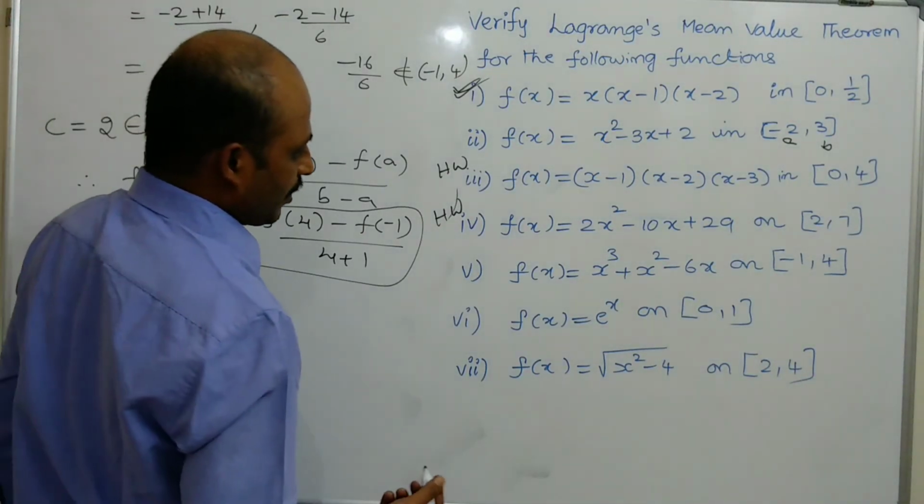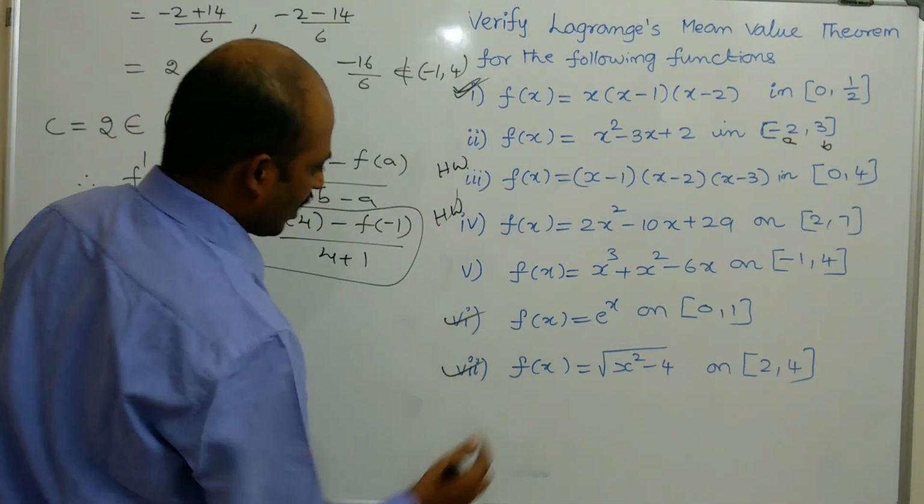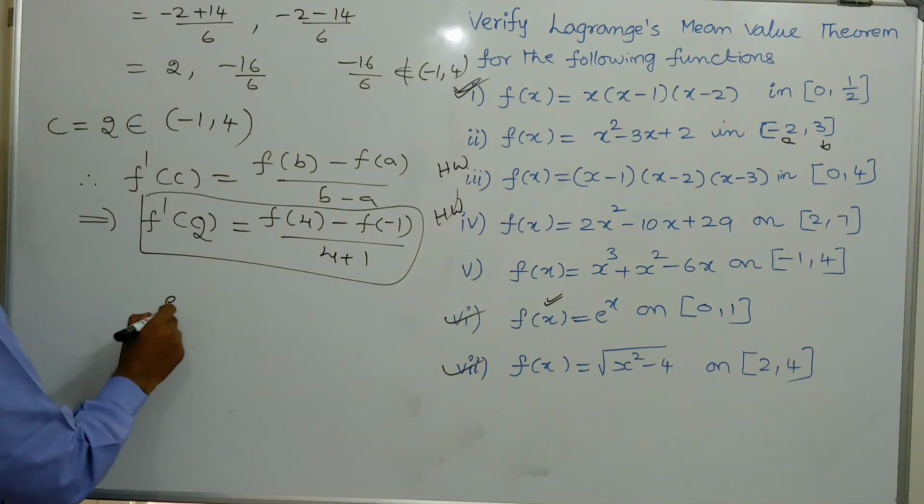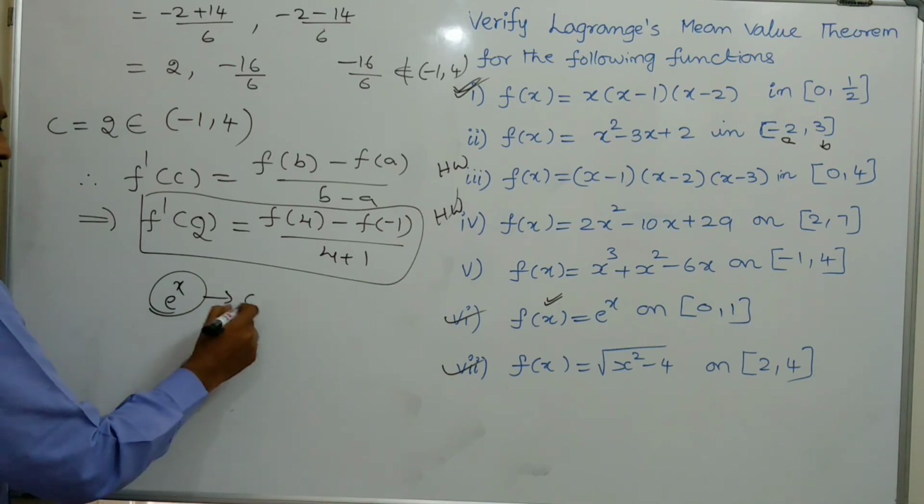And then you work out the remaining problems. You work out these two, and this is a very simple problem. F of x, e power x is a standard function, always continuous.